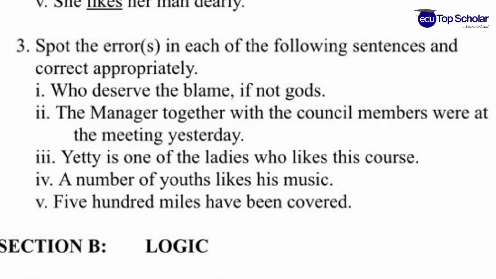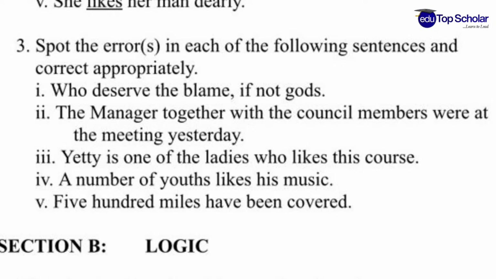Now, the 2 sentences will be like, Yeti is one of the ladies, which means some ladies like this course. Some ladies like this course, and Yeti is one of them. So we are going to treat the subject as a plural subject, and plural subject will take a plural verb, if the plural verb does not have an S with it. So Yeti is one of the ladies who like this course. That is the correct version of the sentence.